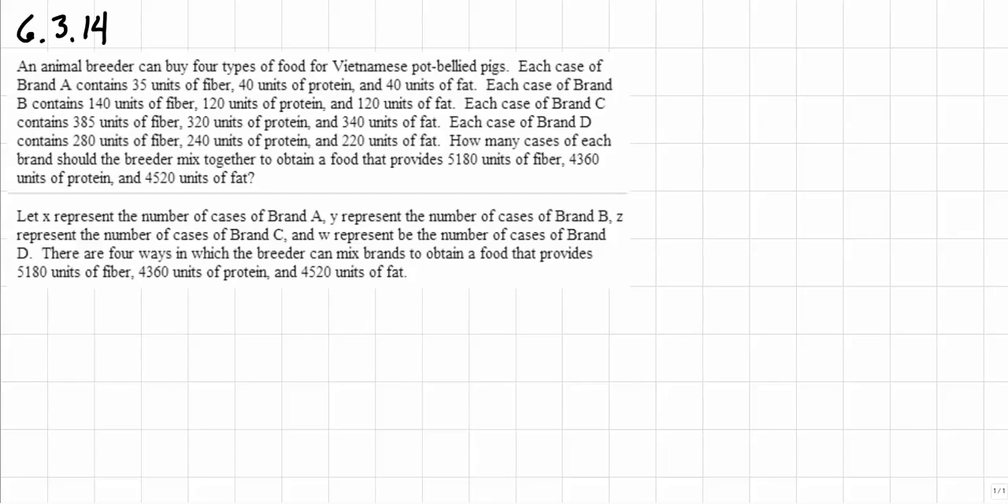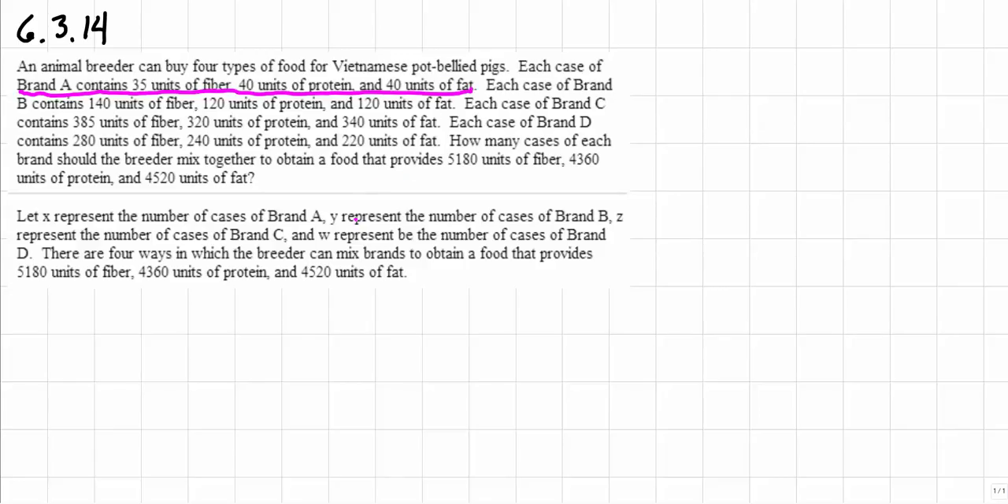So the first thing that we need to do is write out all of this information in a way that's easy to digest and easy to put together so that I can create a system of equations. You want to look at this and say, okay, each case of brand A has 3 different components, and we're going to let brand A be represented by X.